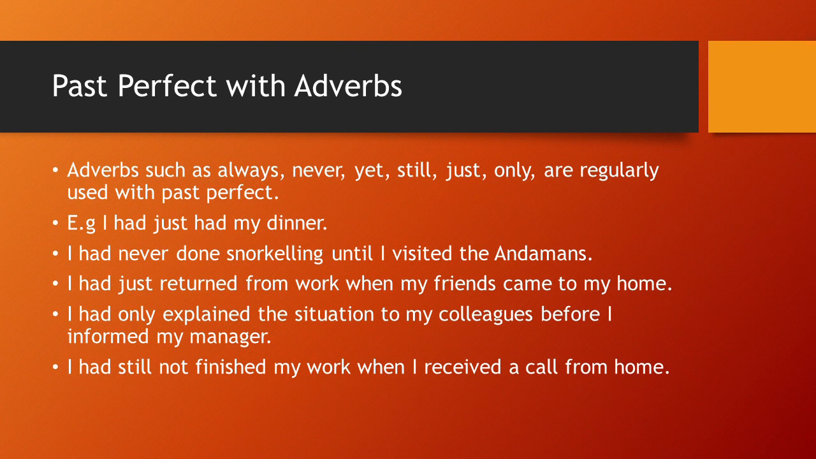Next one, I had never done snorkeling until I visited the Andamans. Okay, so I had never done. So see, past perfect is used for past actions that were never done until some point in the past. Again, I hope I'm not confusing you there. If you have any queries, you can always ask me in the comment section, people. So, I had never done snorkeling until I visited the Andamans. The question for this could be something like, had you ever done snorkeling before you visited the Andamans, or until you visited the Andamans? Okay, so this might be a part of a conversation, right?